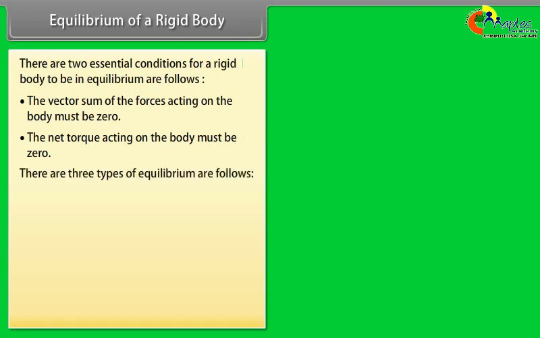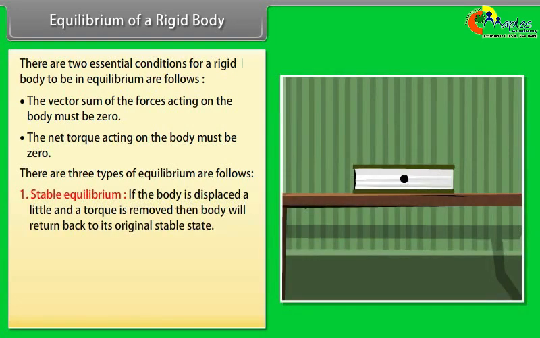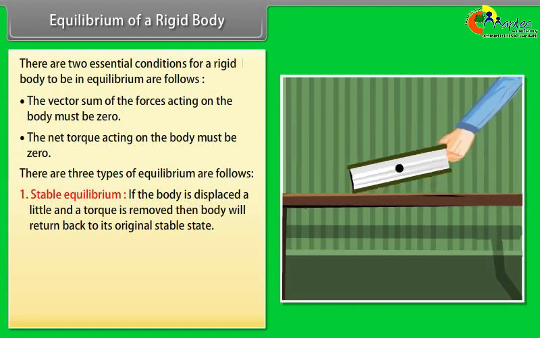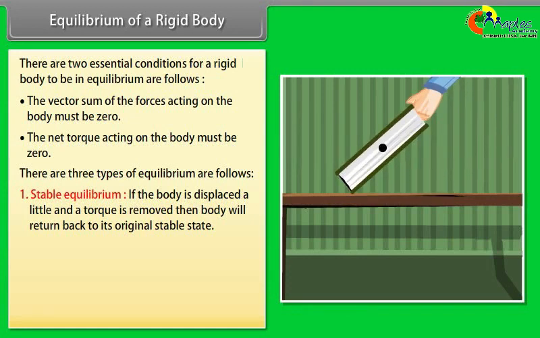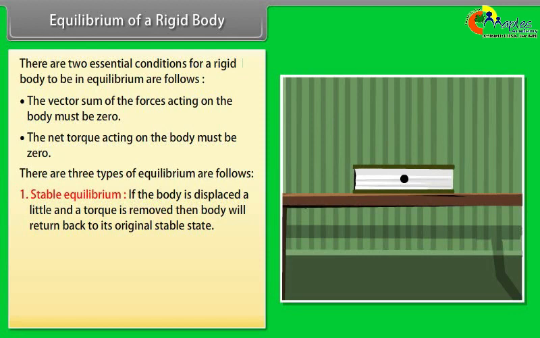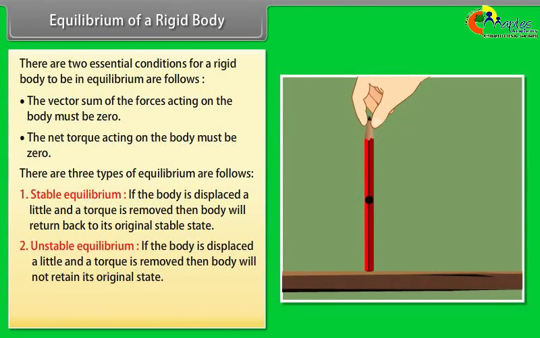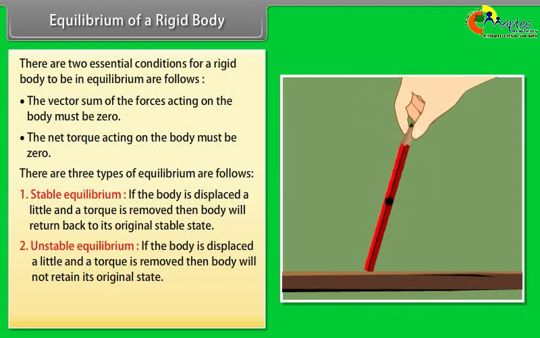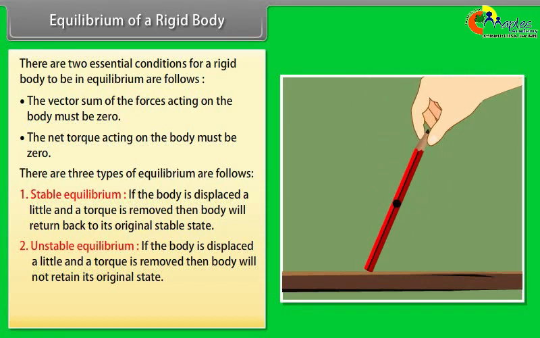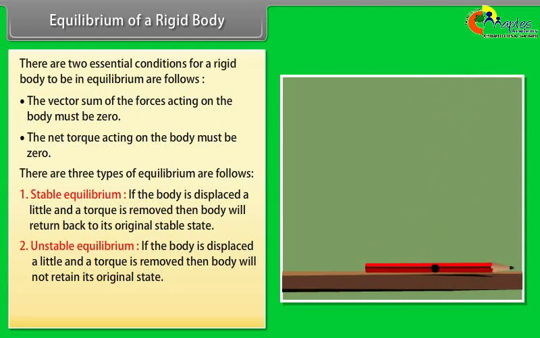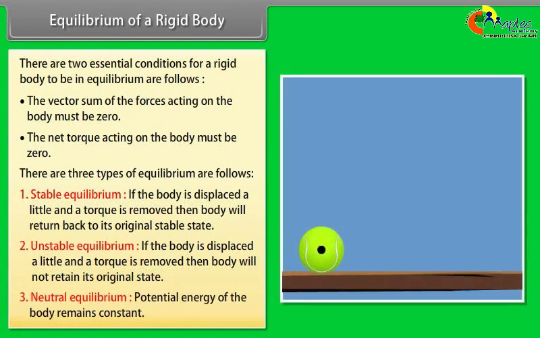There are three types of equilibrium, and they are as follows. Number 1. Stable equilibrium. If the body is displaced a little and a torque is removed, then body will return back to its original stable state. Number 2. Unstable equilibrium. If the body is displaced a little and a torque is removed, then body will not retain its original state. Number 3. Neutral equilibrium. Potential energy of the body remains constant.